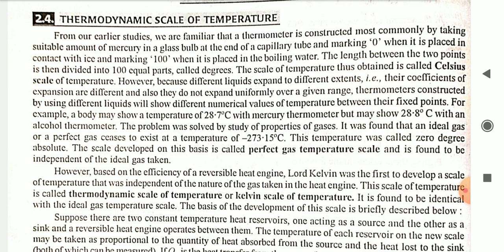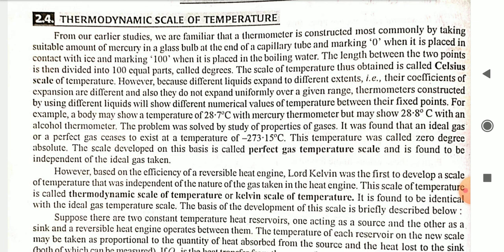However, because different liquids expand to different extents, their coefficients of expansion are different, and also they do not expand uniformly over a given range. Thermometers constructed by using different liquids will show different numerical values of temperature between their fixed points. For example, a body may show a temperature of 28.7 degrees Celsius with a mercury thermometer, but may show 28.8 degrees Celsius with an alcohol thermometer.